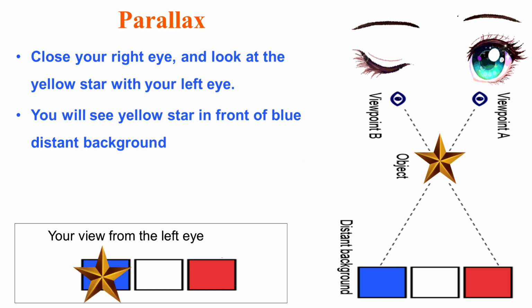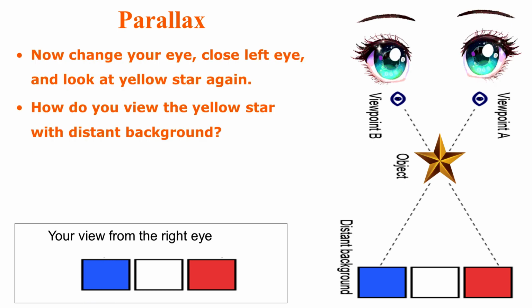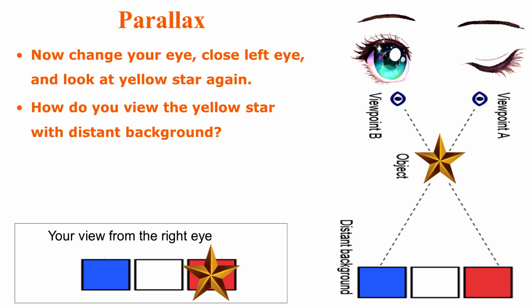Let's close your right eye. With your left eye, please look at yellow star. Then your view from the left eye is like this. The yellow star is in front of a blue background. Now you can change your eye. Close your left eye and look at the yellow star again. How do you view the yellow star with a distant background? You look the yellow star in front of a red background. This is parallax.